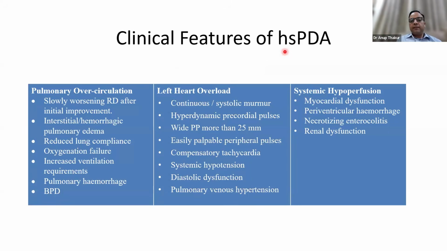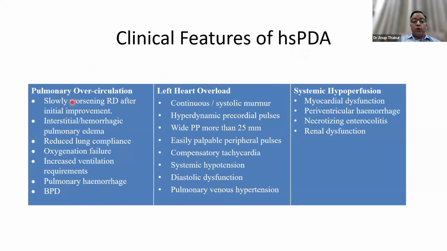So, when there is a significant PDA, there is a connection between the aorta and the pulmonary circulation. So, blood is flowing from left to right, from the aorta to the pulmonary arteries. Because of blood flowing in the pulmonary arteries, there is pulmonary overcirculation. So, you have a lot of blood flowing in and the lungs are flooded. So, these patients can manifest as worsening respiratory distress. So maybe a preterm baby initially gave surfactant, improved, and day 4, day 5 starts to worsen again. So that could be a kind of presentation.